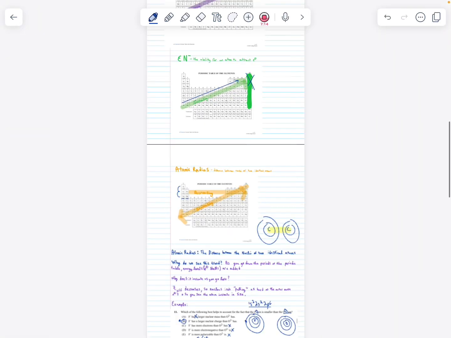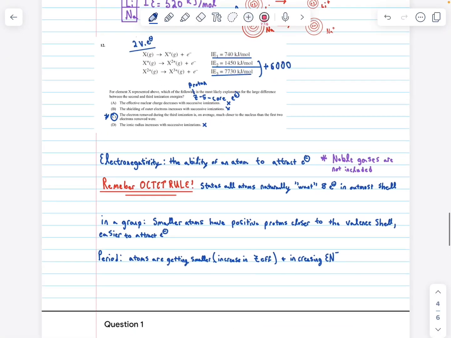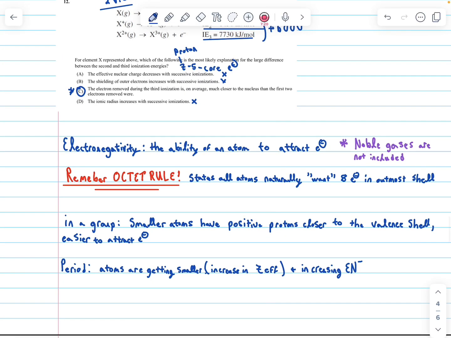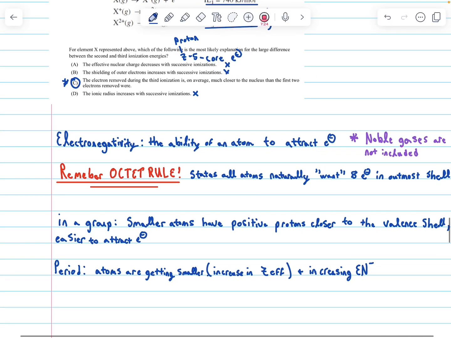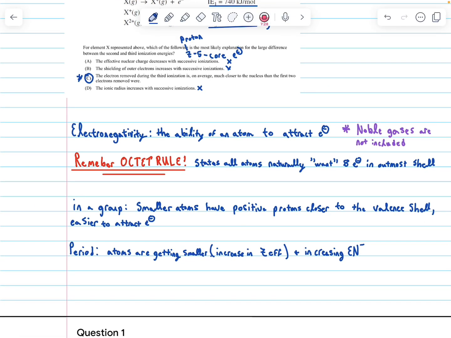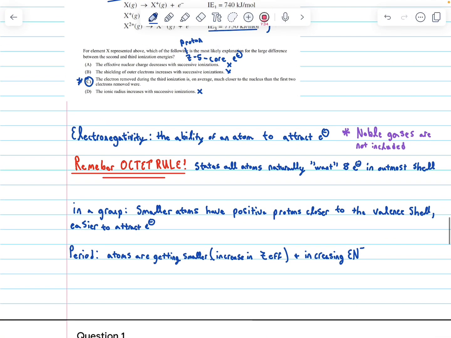Electronegativity, again, is the ability of an atom to attract electrons, and noble gases aren't included. Remember the octet rule: all atoms are most stable with 8 electrons in their valence shell. Remember, the outermost shell is the valence shell. So in a group, the smaller atoms have positive protons closer to the valence shell.